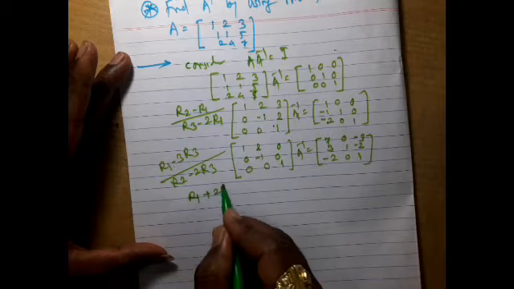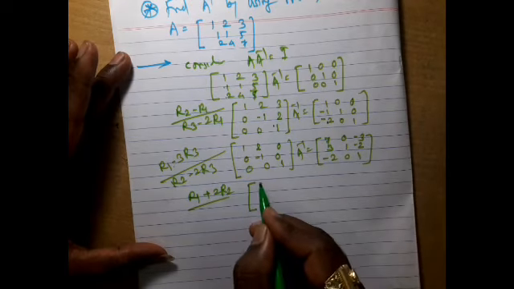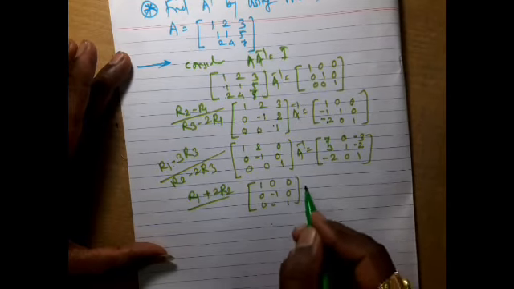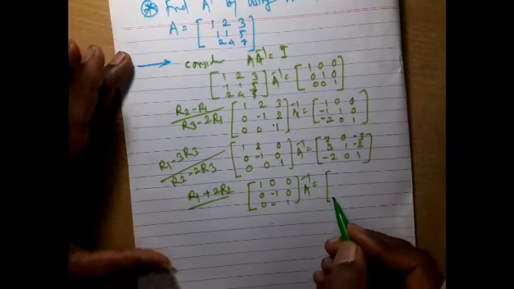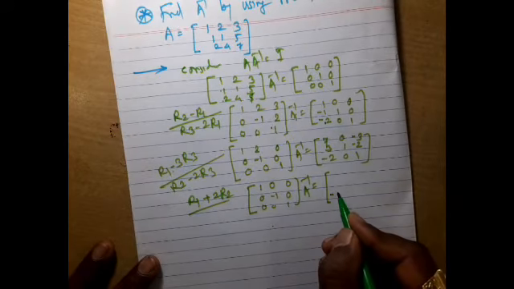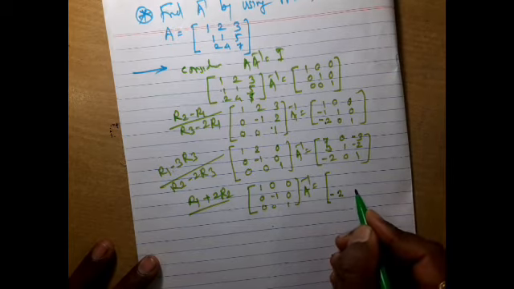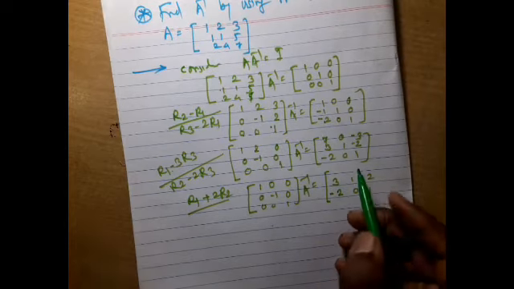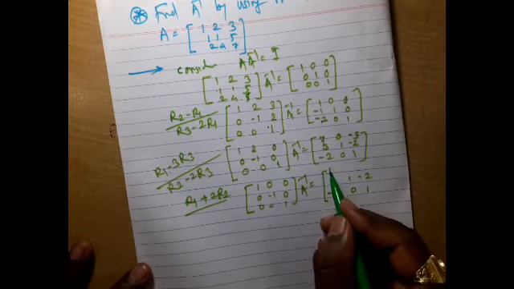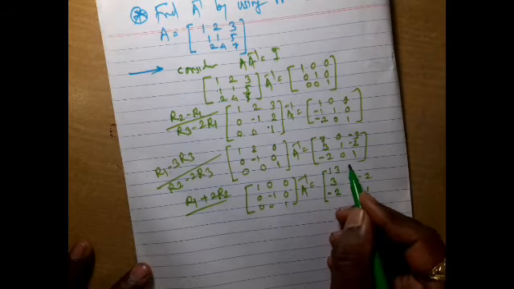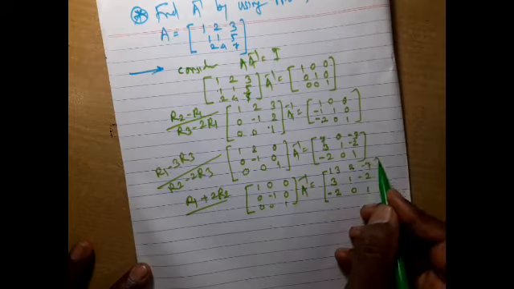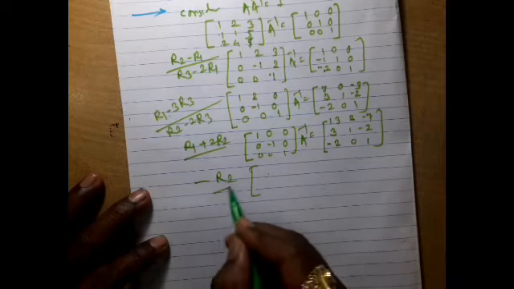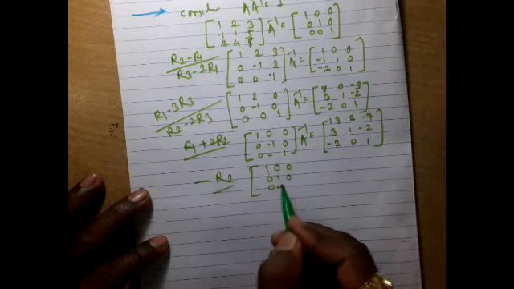So R1 plus 2R2. Then it will be 1, 0, 0, 0, minus 1, 0, 0, 0, 1. On this side, second and third row will not change. 3 twos are 6 plus 7, 13. This is 2 and it is minus 7. Now this element should be plus 1. So by minus R2, it will be 1, 0, 0, 0, 1, 0, 0, 0, 1.